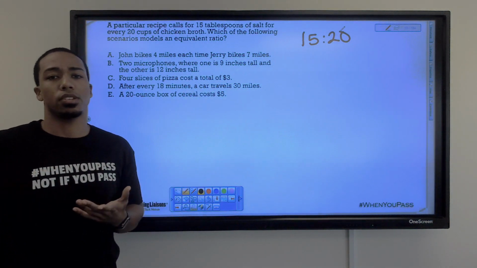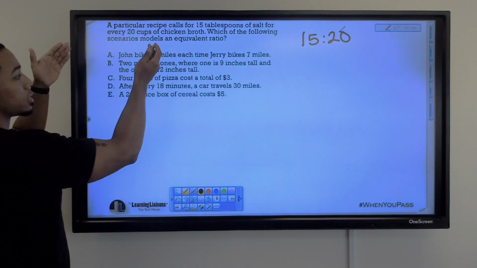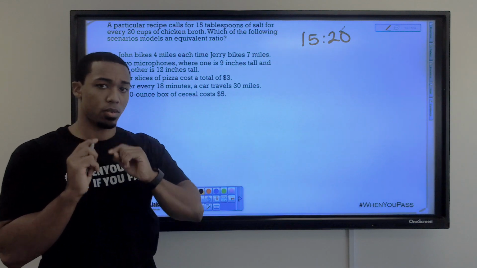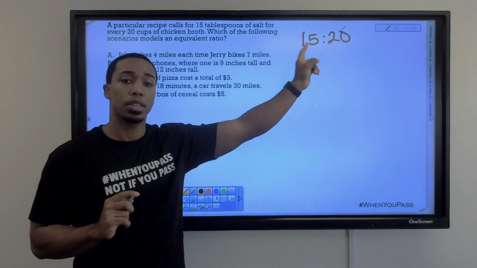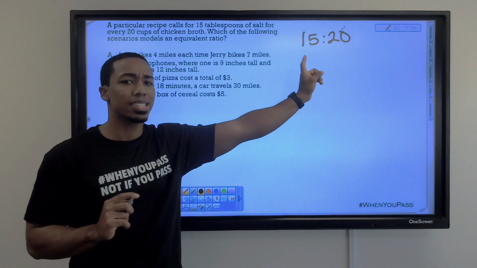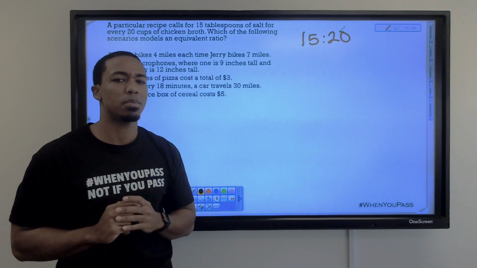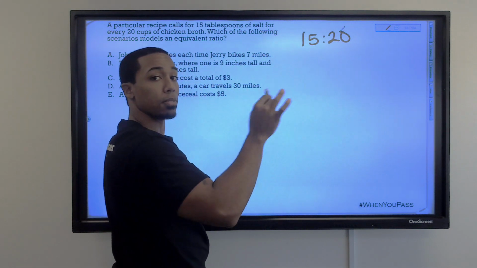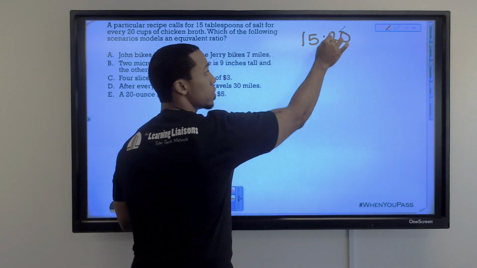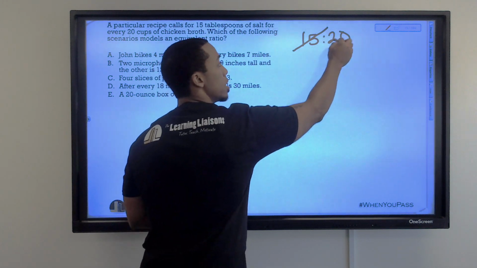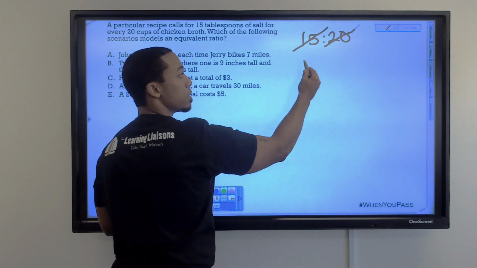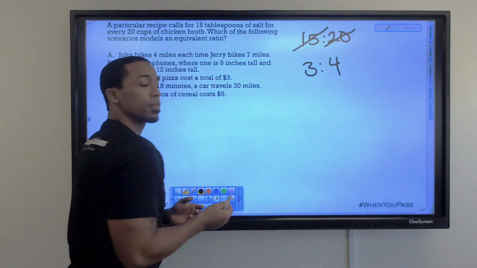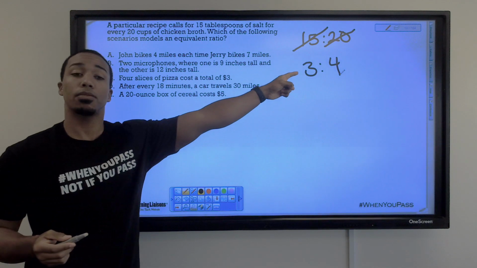So, we got two options here. We can go ahead and see which of these will be 15 to 20, or we can notice that 15 to 20, we can reduce. Let's put it in simplest terms. That way we can have an easier time here. So, 15 to 20 is going to be the ratio 3 to 4, and here's why. Both 15 and 20 are divisible by 5. If I divide both by 5, 15 divided by 5 is 3. 20 divided by 5 is 4. So there we go. The ratio that we're looking for is 3 to 4.